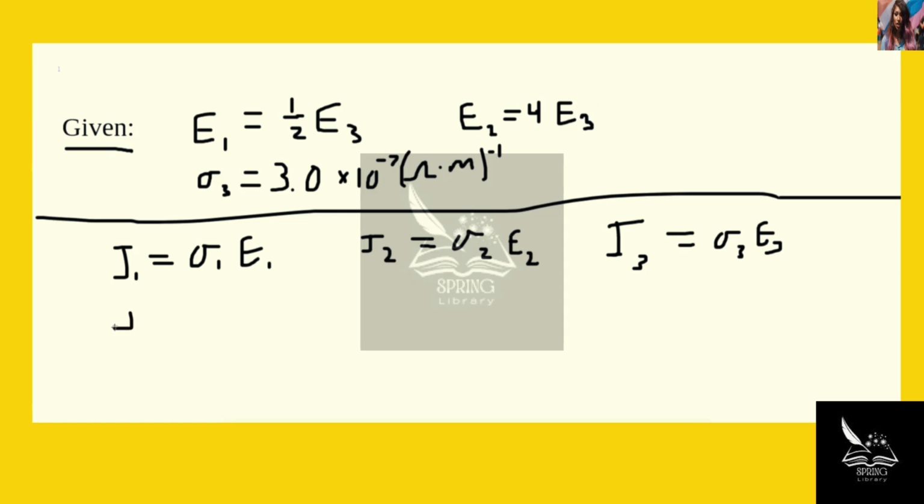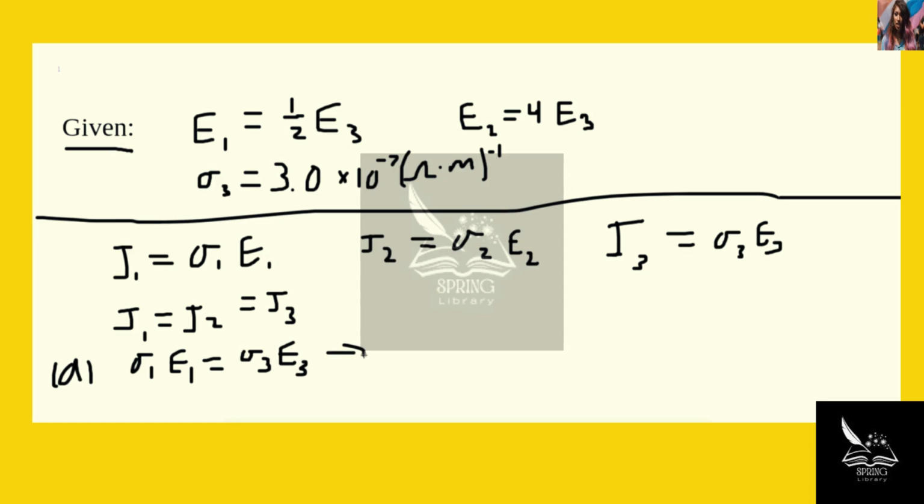But J1 is equal to J2 is equal to J3. And the reason that this is true is because the values of the current and the values of the area are the same due to the problem, okay? So we can use that symmetry in the problem and set J1 equal to J2 equal to J3. And since we know E1 relative to E3, and we know E2 relative to E3, and we know sigma 3, we can find sigma 1 and sigma 2.